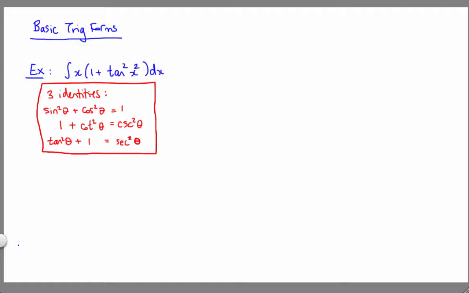There are three identities that often come up when we're doing these trig integrals. The most familiar one is probably the top one, sine squared theta plus cos squared theta equals 1. But the one we're going to be using in this problem is the bottom one. So tan squared theta plus 1 equals secant squared theta, where theta can represent any angle. So we'll replace this entire expression with a secant squared term. So let's rewrite our integral. It's now the integral of x times secant squared of x squared dx.